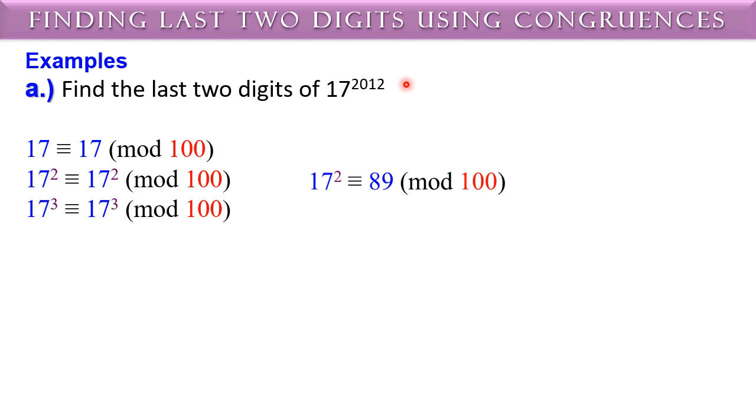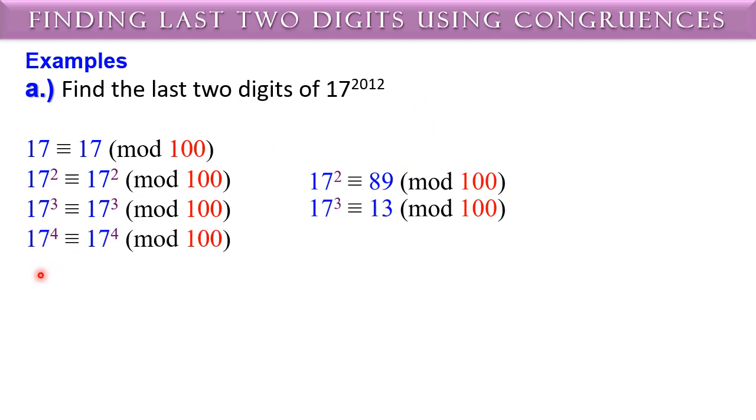17 cubed can be expressed as 4,913. Hence, we have 17 cubed is congruent to 13 modulo 100. Since the ones digit of our remainder is not 1, we need to proceed with the power of 4. 17 raised to 4 is congruent to 17 raised to 4 modulo 100.